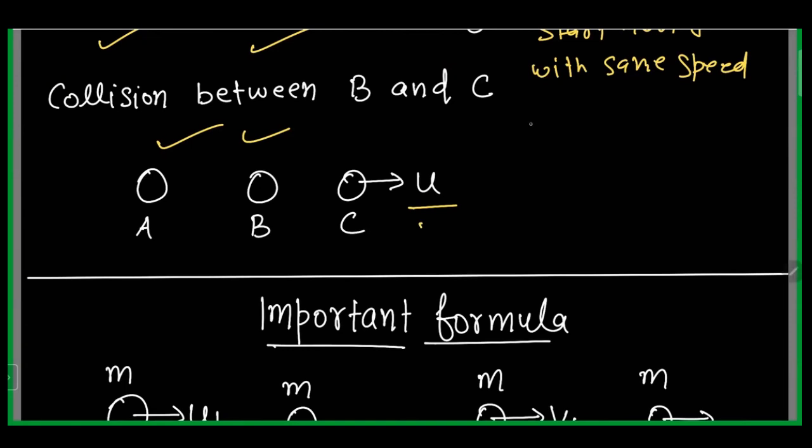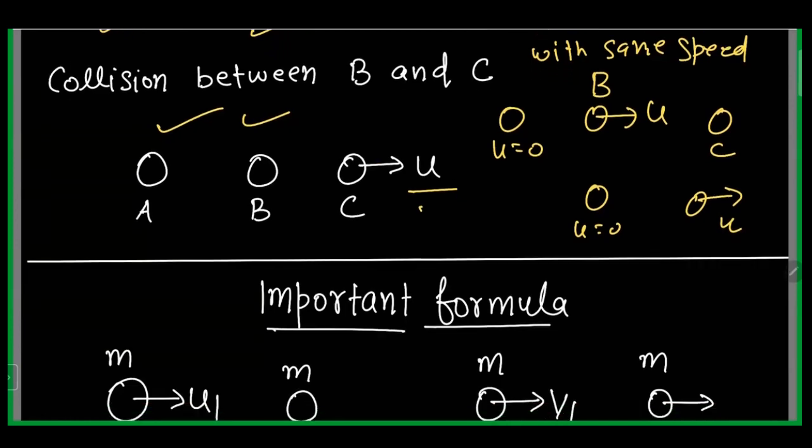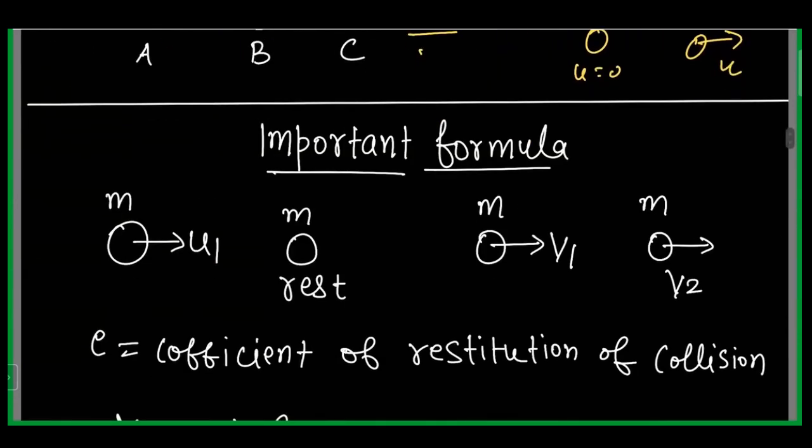So after the first collision, A was at rest and B was moving with velocity U and C was at rest. So after the collision between B and C, B will also come to rest and C will start moving with velocity U. So this is a very simple case which we can understand.